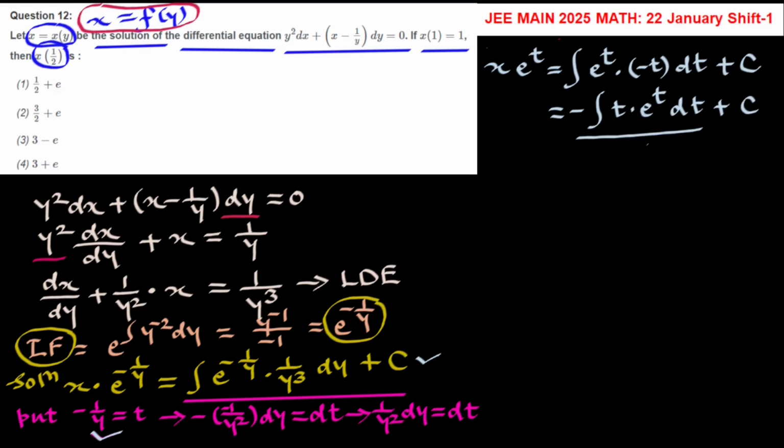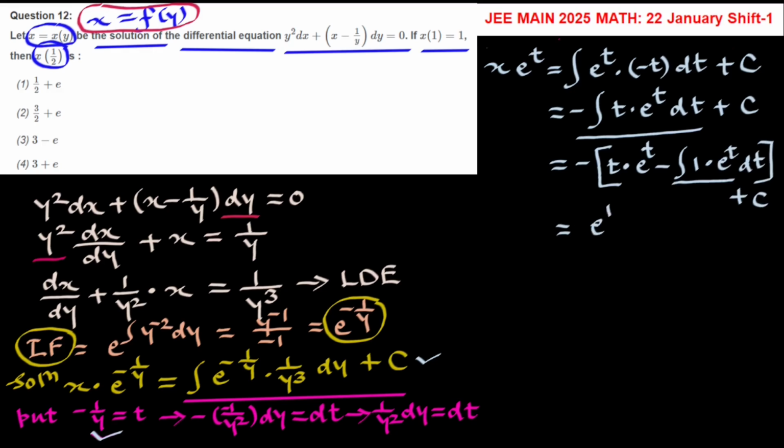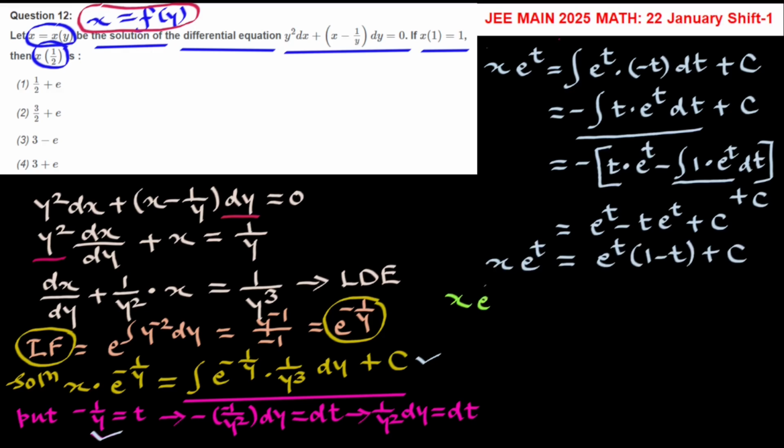We solve this integral by integration by parts: minus first function into integral of second, e raised to t, minus integral of derivative of first, which is 1, into integral of second, e raised to t, dt, plus c equals, this integral is e raised to t, so e raised to t minus t e raised to t plus c, e raised to t into 1 minus t plus c. Substituting for t, this will be x e raised to minus 1 upon y equals e raised to minus 1 upon y into 1 plus 1 upon y plus c.